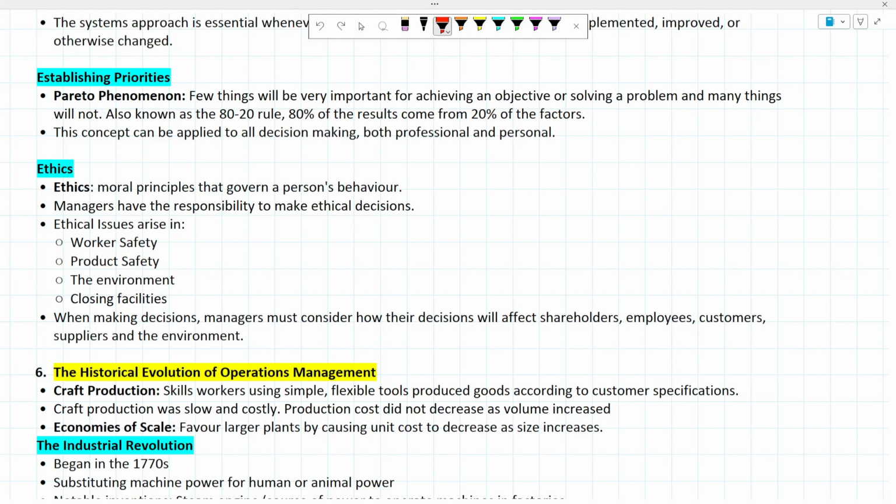So in ethics, let's look at that. Ethics is the moral principles that govern a person's behavior. So managers have the responsibility to make ethical decisions. Ethical issues arise in worker safety, product safety, the environment, closing facilities. So when making decisions, the managers must consider how their decisions will affect shareholders, employees, customers, suppliers, and the environment.